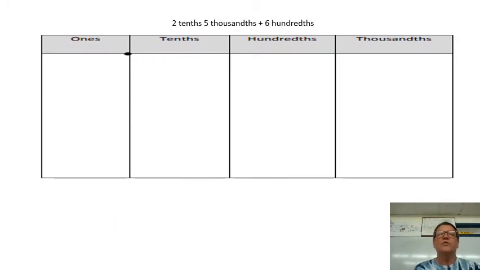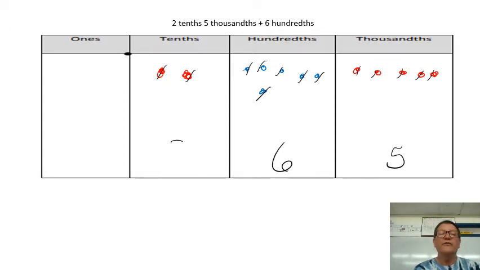The next one, we're going to go with 2/10. So I'm looking for my tenths place, and I'm going to put 2/10 in there. And 5 thousandths. 1, 2, 3, 4, 5. And we're going to add 6 hundredths to that. So we're going to put 1, 2, 3, 4, 5, 6. So now we know that our answer, we add that up, is going to be 1, 2, 3, 4, 5 thousandths. And we know 1, 2, 3, 4, 5, 6 hundredths. And 2 tenths. And we have nothing in the ones place. So in standard form, 265 thousandths.